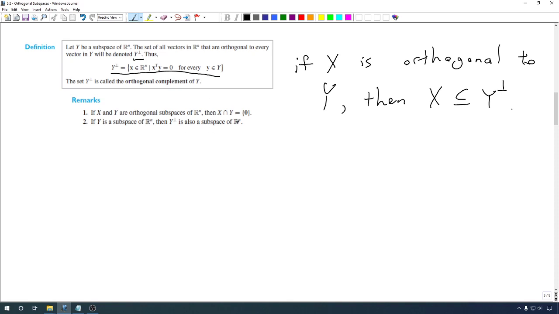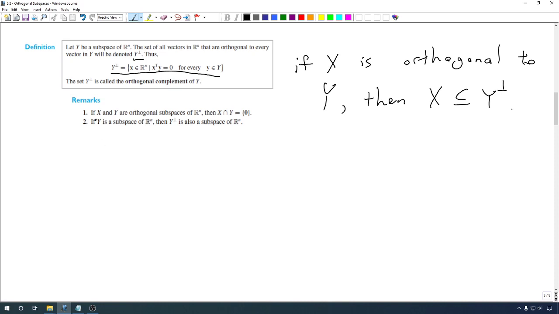Proving that Y perp is a subspace of Rn for any y is relatively straightforward, but I'm going to leave the proof to the book. I'm not going to prove everything in this section. There are quite a few proofs, some of them more involved, some of them relatively straightforward. But I'll just leave most of it to the book.